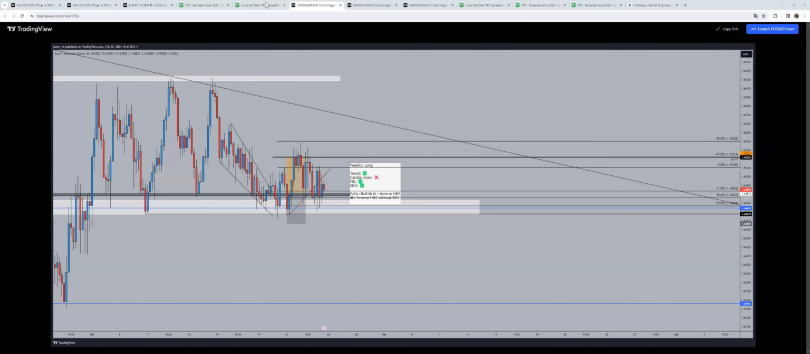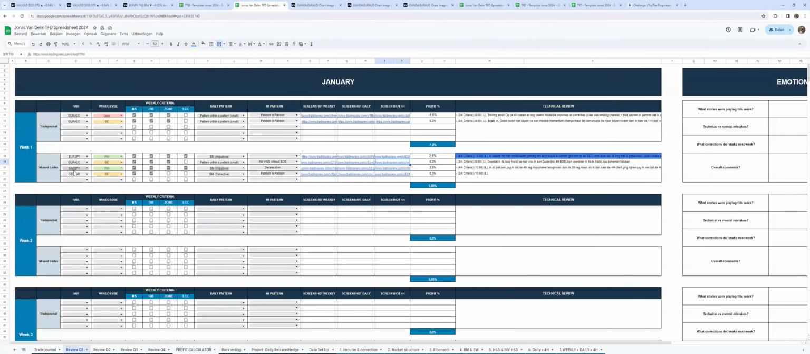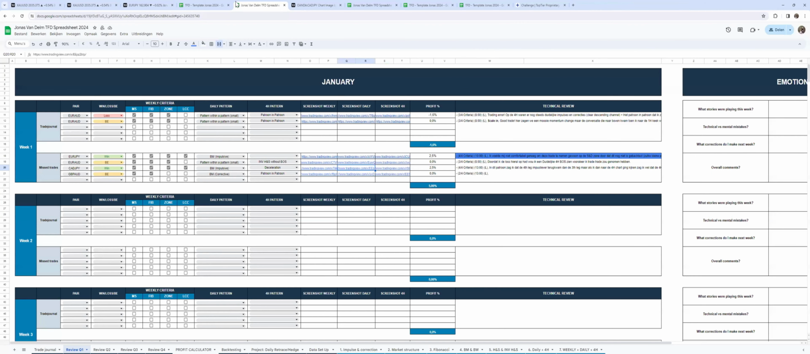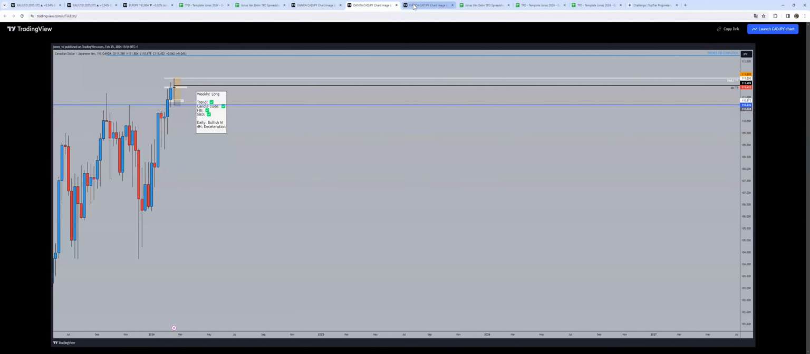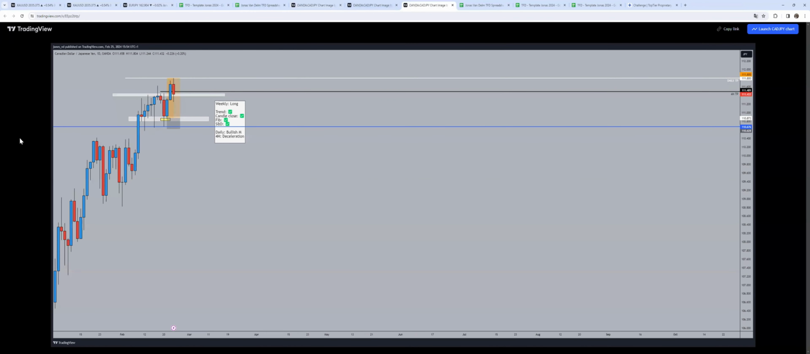So then the next one, GBP/JPY, I will open daily, weekly, and the 4 hour. On a daily, what can we see? We have a clear bullish M. We have our first leg, second leg corrective, third leg impulsive, fourth leg also impulsive.